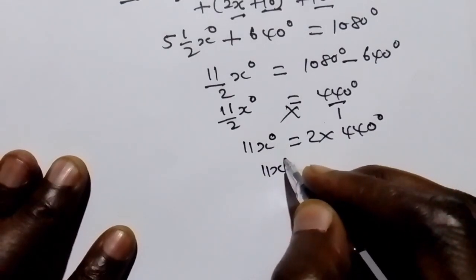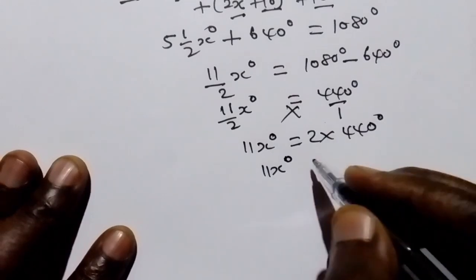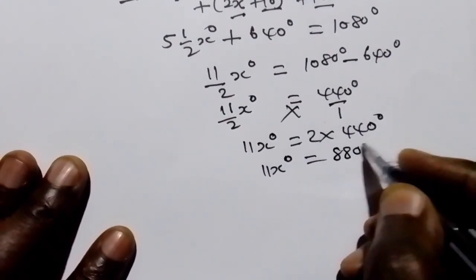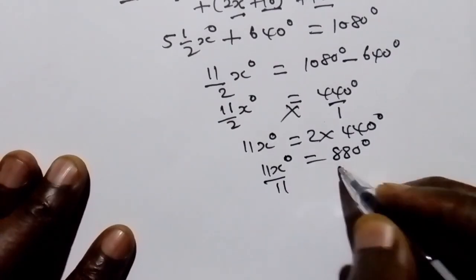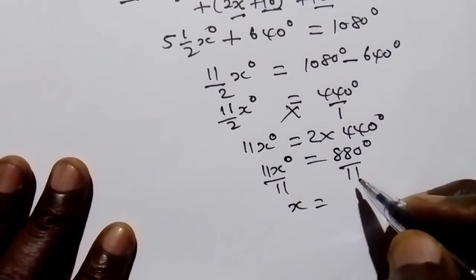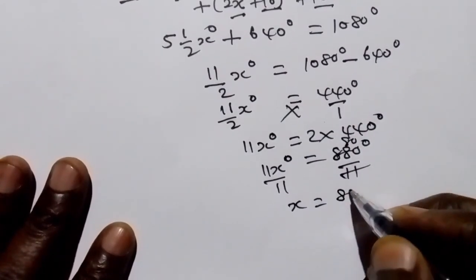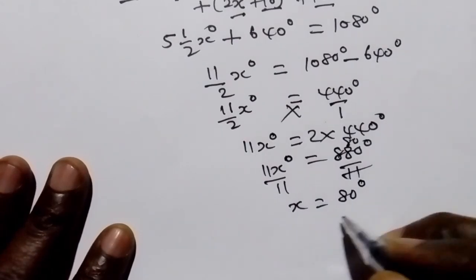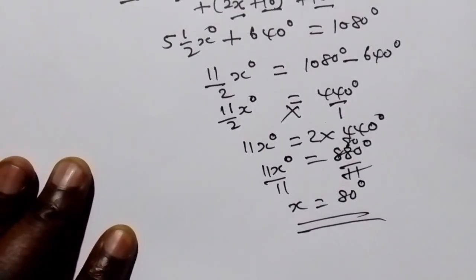11x degrees is equal to 880 degrees. We can divide by 11. x is equal to 80 degrees. Find the value of x. The value of x is 80 degrees.